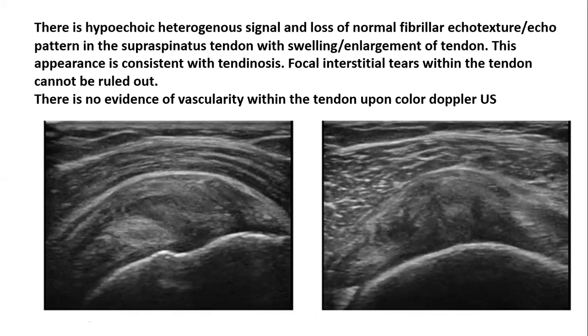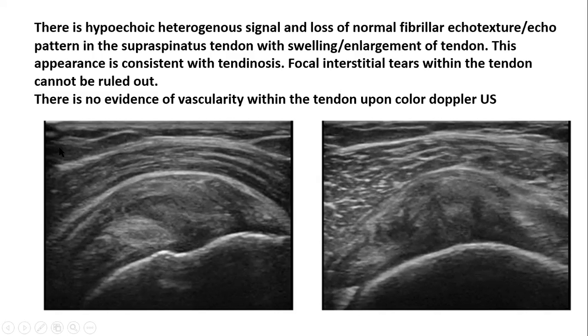There are different ways of saying this. In the supraspinatus tendon with swelling or enlargement of the tendon, you can say this is consistent with tendinosis, or you can say this is suggestive of tendinosis. And again, when there is tendinosis or an inflammatory process, sometimes it's hard to tease out any focal microfiber failure. Focal interstitial tears are possible because you can see these regions, right? This can be just degenerative changes, or it can be focal fiber failure. So sometimes we cannot completely rule that out.